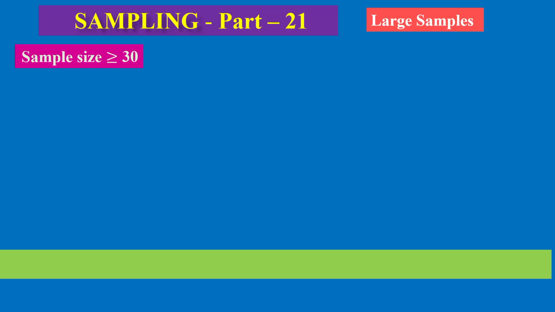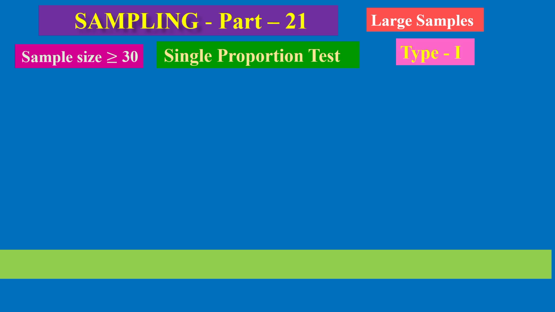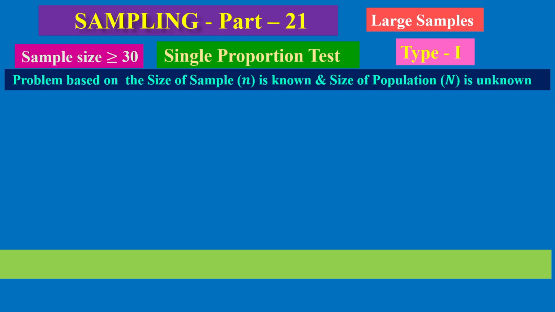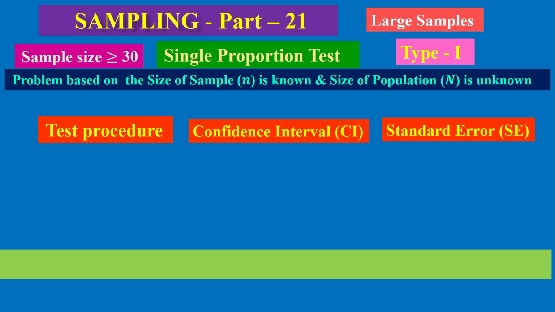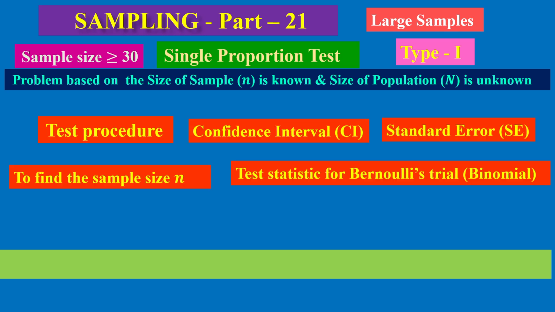Right? We know sample size is greater than or equal to 30. First, the proportion test, the single proportion test, type 1. Previously, all were single mean tests based on the mean. Here we are going to take the proportion. The problem is based on the size of the sample, small n, which is known, and the size of the population, capital N, which is unknown. So the test procedure, confidence level, standard error, sample size.